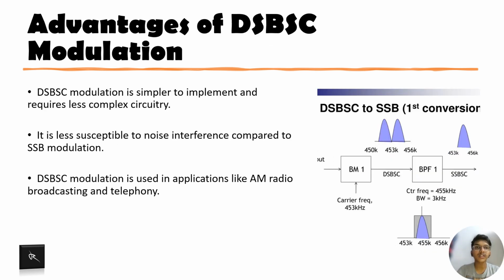Here are the advantages of DSBSC modulation. DSBSC modulation is simpler to implement and requires less complex circuitry. It is less susceptible to noise interference compared to SSB modulation. DSBSC modulation is used in applications like AM radio, broadcasting, and telephony.